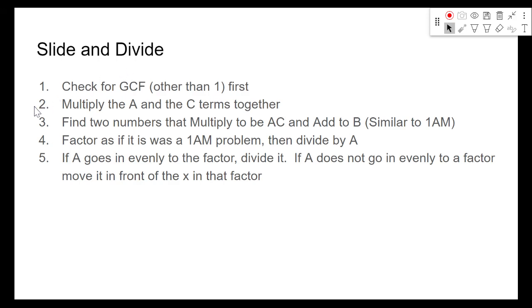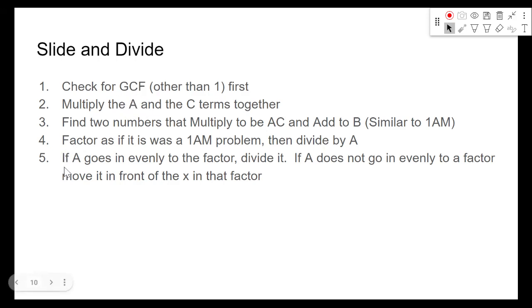Next, if you have no GCF, what you're going to do is multiply the A and the C terms together. So it starts off like AC. Multiply those two terms together, and then find two numbers that multiply to be A times C and add up to B. Again, similar to 1AM, it also starts the same way as AC starts. You're going to factor, but rather than do the split like you do for AC, you're going to factor it as if it were a 1AM problem, and then you have to go back and divide by the A term because A is not 1.